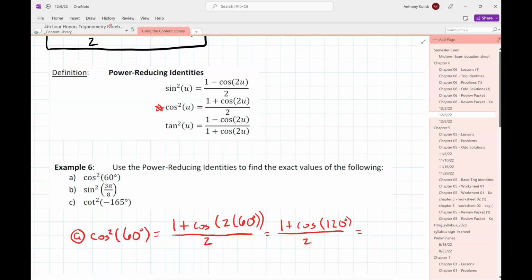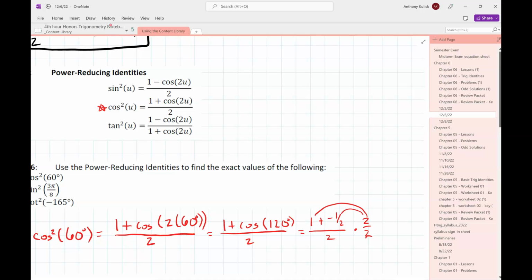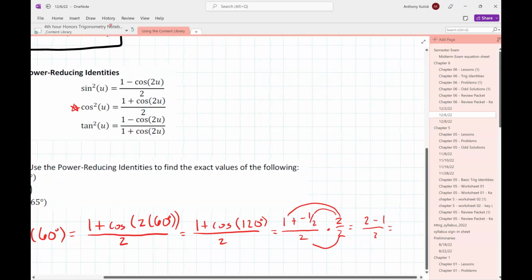if I go to my unit circle, the cosine of 120 is negative because it's in quadrant 2, correct? And that's actually negative 1/2. That's a unit circle value. And then to simplify my complex fraction, I'll multiply the top and bottom by 2. So I get 1/4.